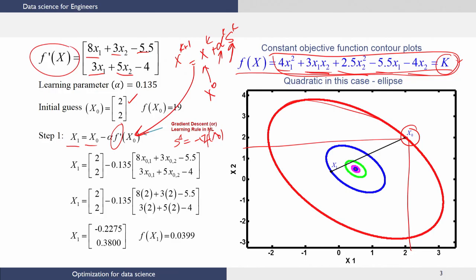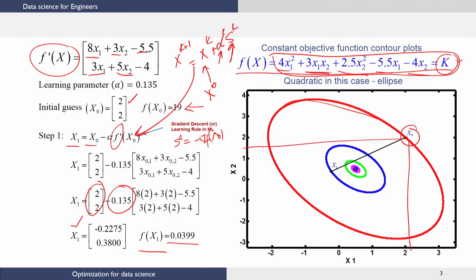Now, once you identify this, if you look at this equation, this direction, which is a gradient direction, has to be evaluated at x naught, and since our original x naught is (2, 2), I am going to substitute the value (2, 2) into these equations. So, I have 8 times 2 plus 3 times 2 minus 5.5, and 3 times 2 plus 5 times 2 minus 4, and this is the learning parameter, and this is our original point, which gives me a new point x 1 after simple computation. When you compute the function value at x 1, you notice that the original function value was 19. Now, it has come down to this number right here.